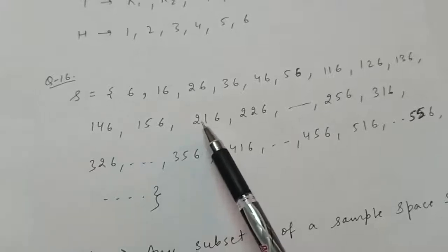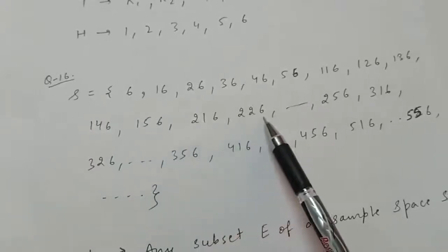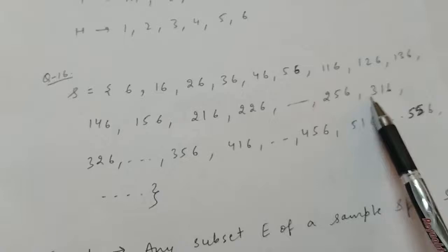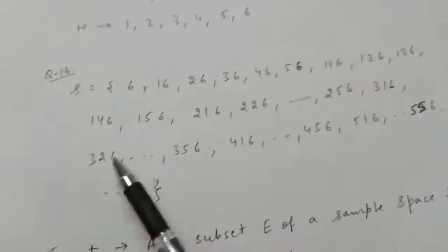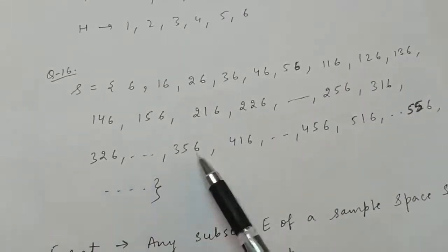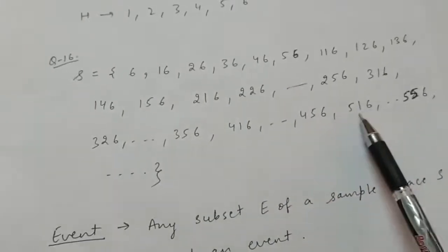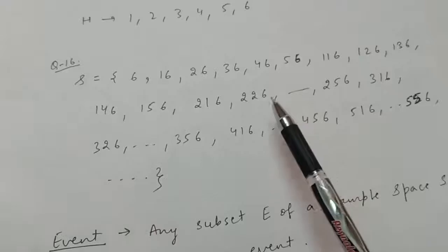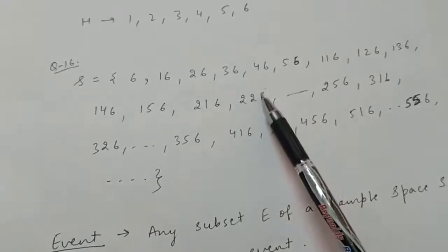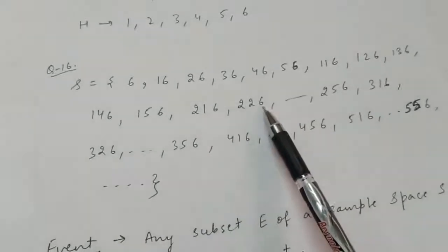Now similarly with 2: 2, 1, 6, 2, 2, 6 up to 2, 5, 6. Similarly with 3: 3, 1, 6, 3, 2, 6 up to 3, 5, 6. Similarly with 4. Similarly with 5, right? We will not take 6 as the first roll because we are considering that 6 comes at the third roll, right?